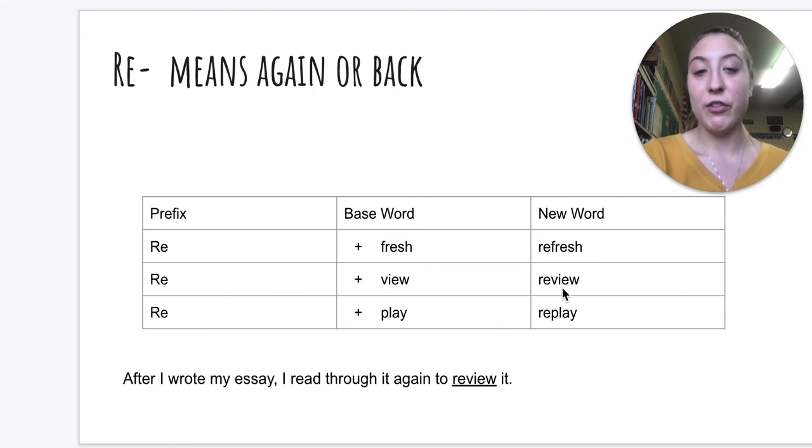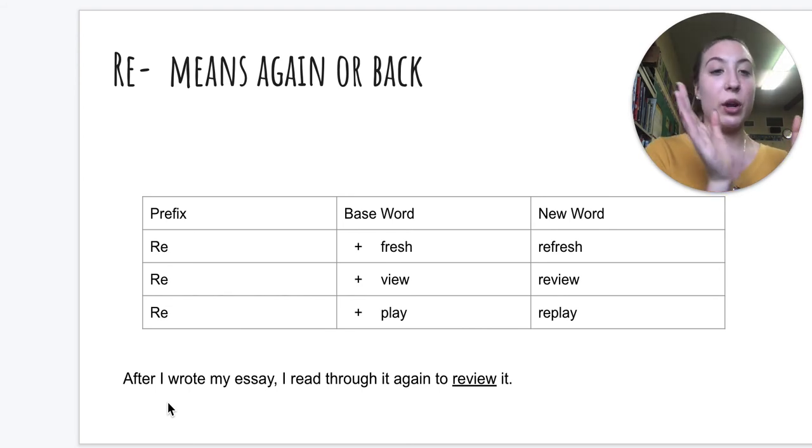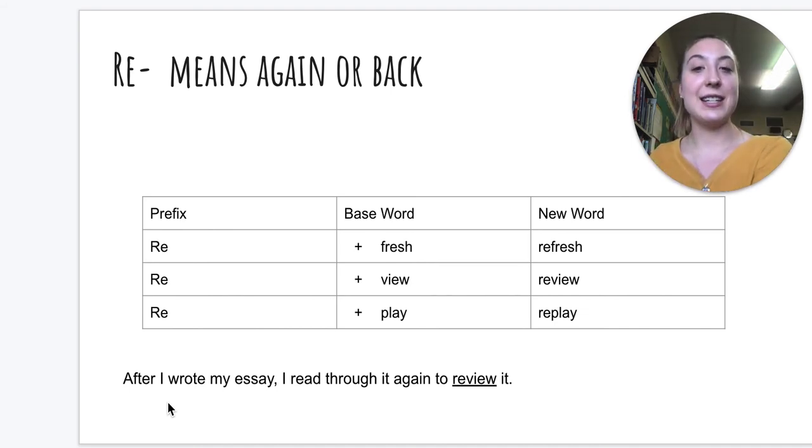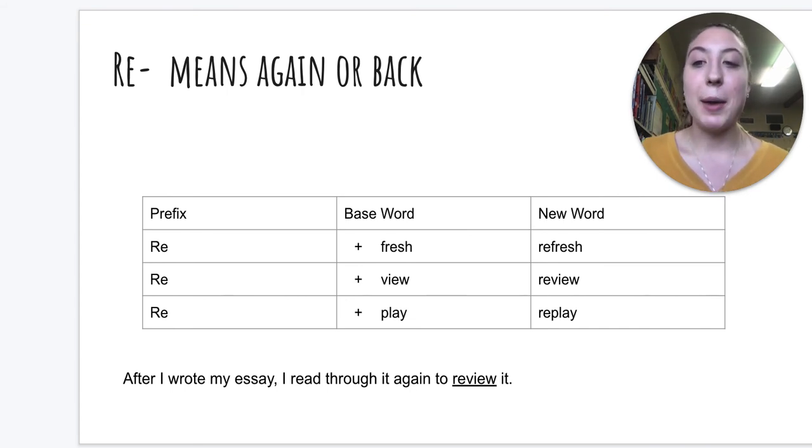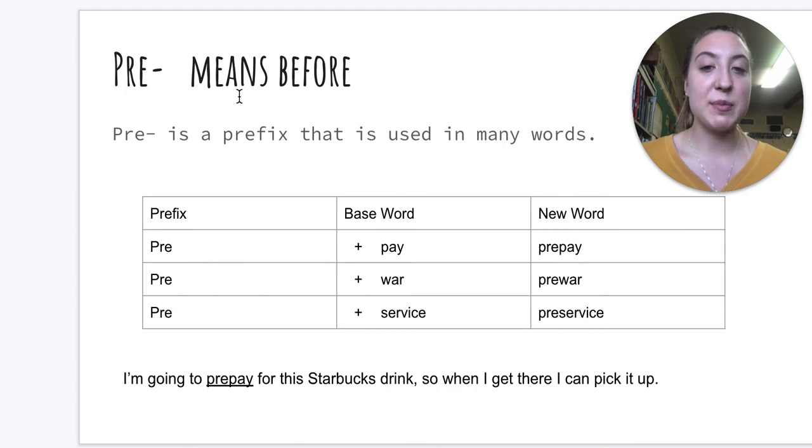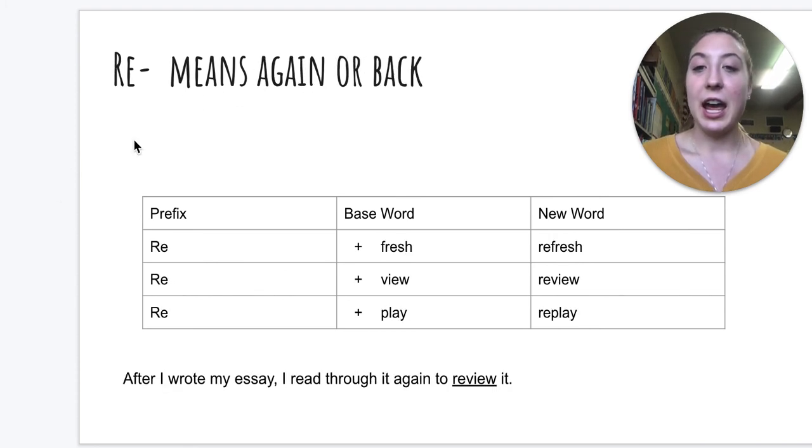So we're going to look at review in a sentence. After I wrote my essay, I read through it again to review it. So review, I viewed it once, but now I'm going back, I'm going to look at it again. So re, when I add that to the beginning of a word, because it's a prefix, it means again or back. If it helps, before you take your IXL standards, it might be helpful to write this down. Say pre means before on a piece of paper, and then re means again or back. That way it'll be handy right next to you as you're working on your homework.